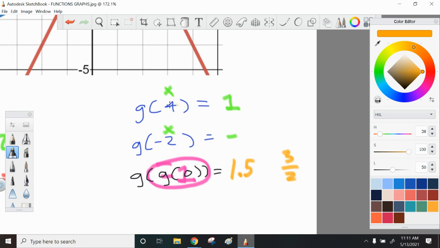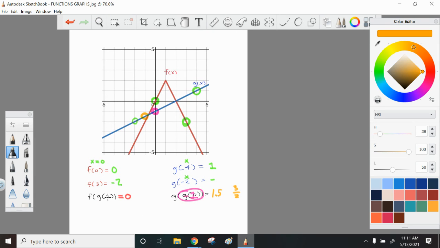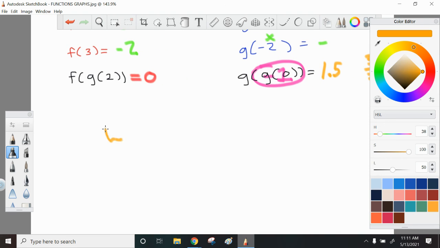There you go. That's how you use graphs to help you with identifying functions, even with this composition stuff. The big idea is you need to work inside out. Start with the inside, move towards the outside, go from there. All right, that's it. Hope this helps on the test.